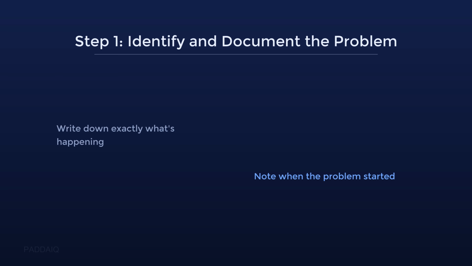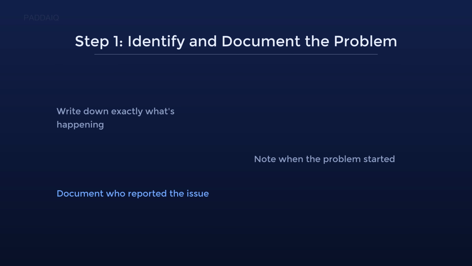Note when the problem started. This means pinpointing the exact date and time the issue first occurred. For example, if a report stopped updating, record when you first noticed the outdated data. This initial timestamp is crucial for tracing back through system logs to identify the root cause and resolve the issue effectively.